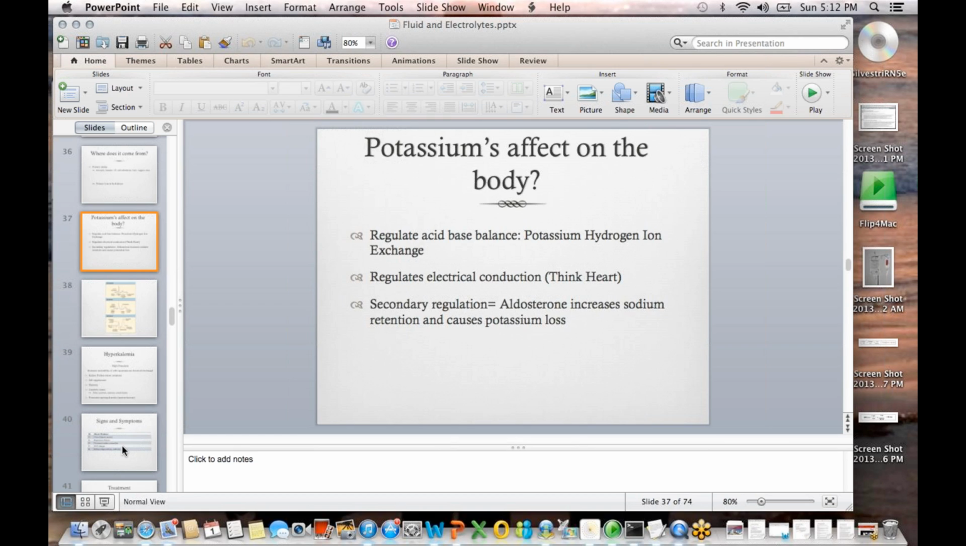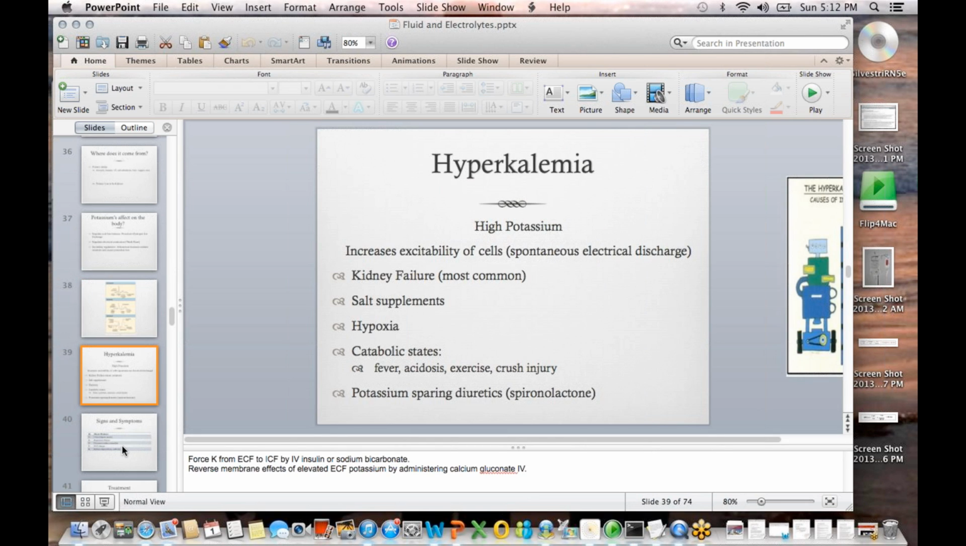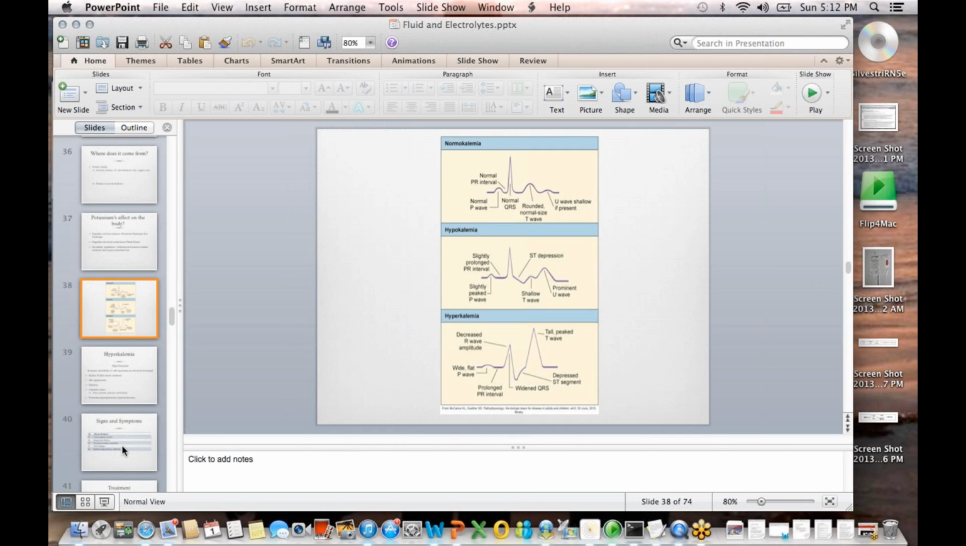So let's look at potassium. Like we said, small ranges. You want to think about the heart when you think about potassium. Primary loss is the kidney. So if you have kidney dysfunction, you're going to have potassium imbalances. Potassium has an effect on your acid-base balance and your conduction system, and then secondary regulation with aldosterone.